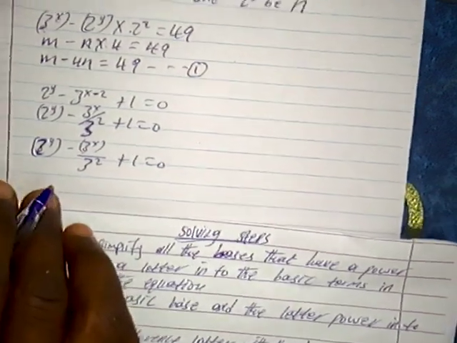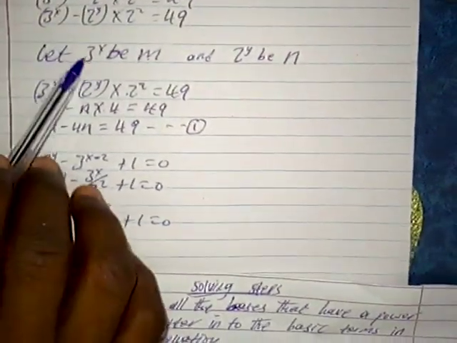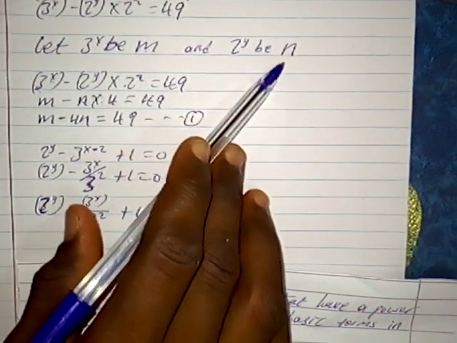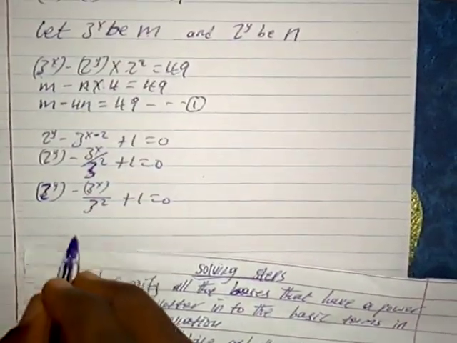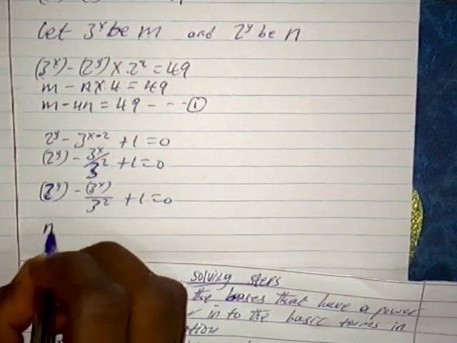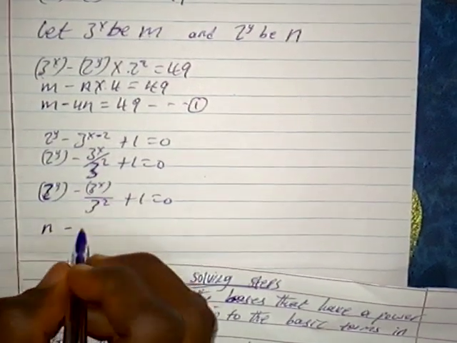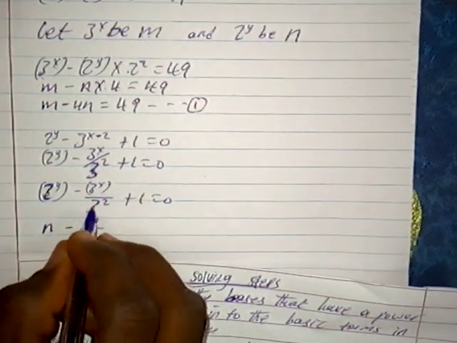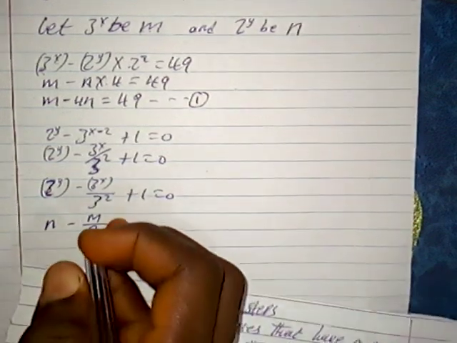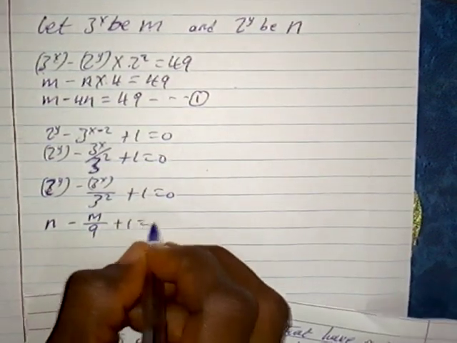So what do we let? We come again where we let. Let 3 raised to the power x be m and 2 raised to the power y be n. So anywhere we see those, we are going to put them. 2 raised to the power y is n, minus 3 raised to the power x is m, divided by 3 raised to the power 2, which is 9, right? Plus 1 equals 0.